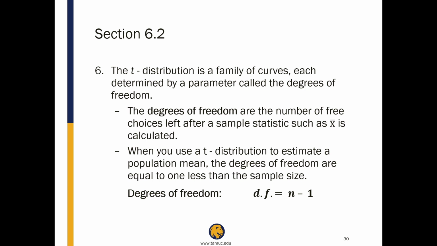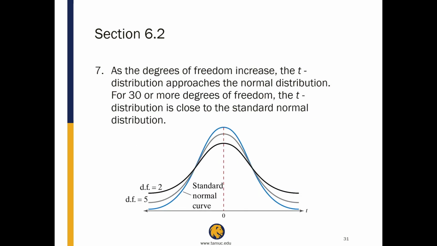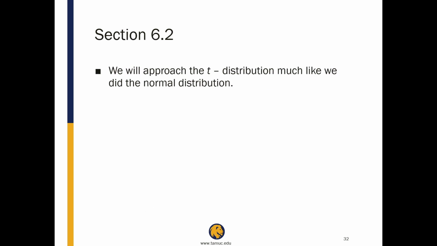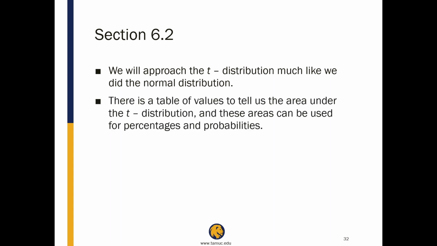Here's what's going on in a t-distribution curve. As the degrees of freedom increase, the t-distribution approaches the normal distribution. For 30 or more degrees of freedom, the t-distribution is close to the standard normal distribution. We will approach the t-distribution much like we did the normal distribution. There's a table of values that tell us the area under the t-distribution, and these areas can be used for the same type of percentages and probabilities and all the things we were doing before.